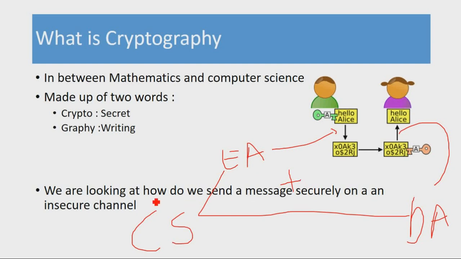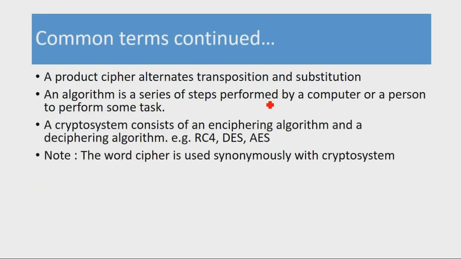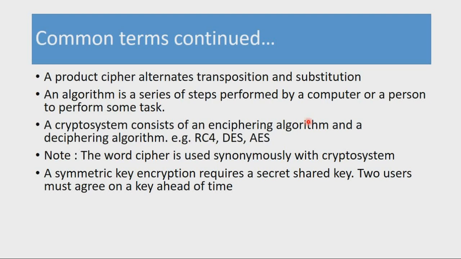But sometimes the word cipher is used synonymously with cryptosystem, like I've been saying transposition cipher, substitution cipher, and all those other terms. So when I say cipher, I'm talking about cryptosystem, but it's a short way of saying it. The next thing we're looking at is symmetric key encryption.